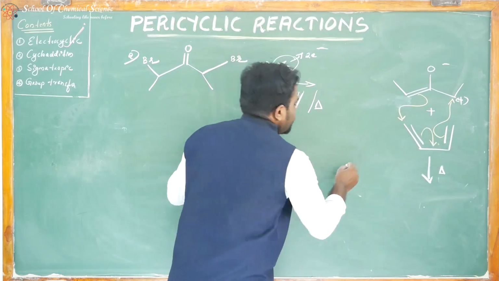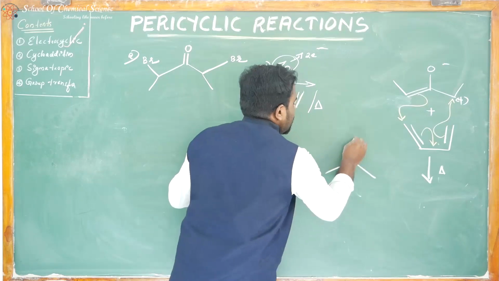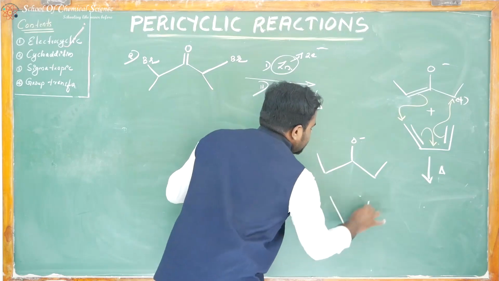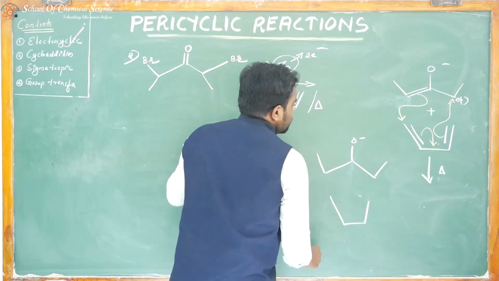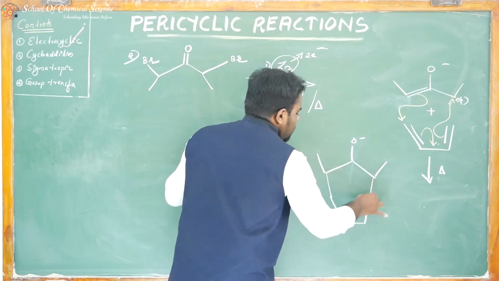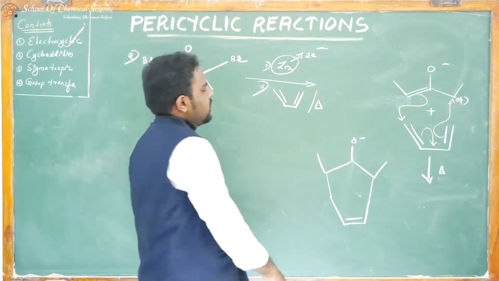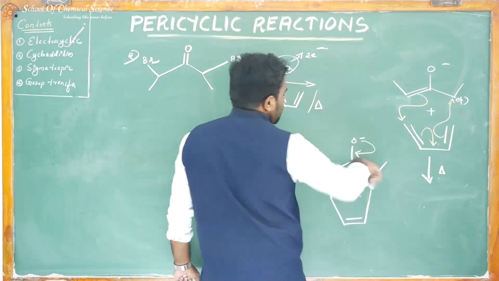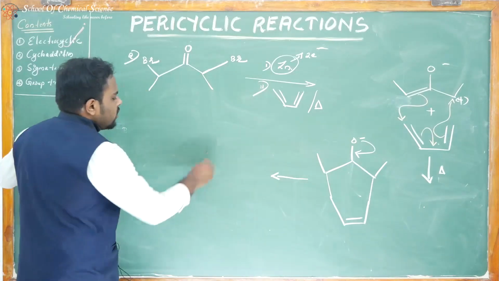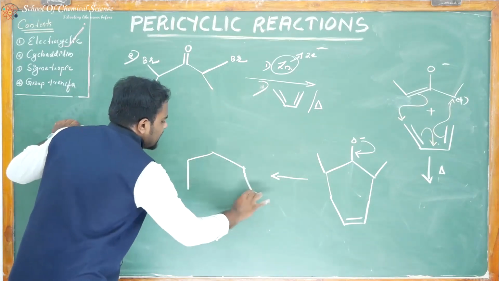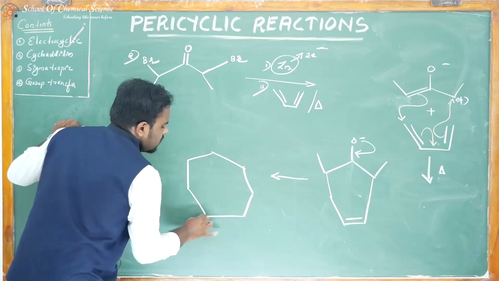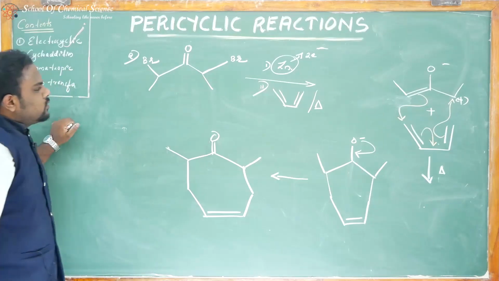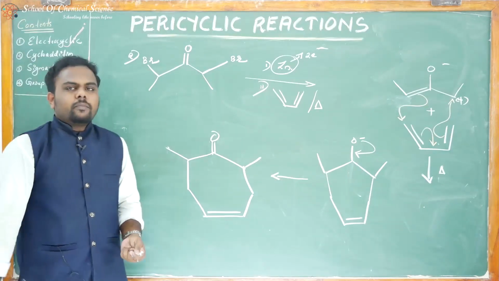So in the next step, O minus. Here a new sigma bond is formed, here also a new sigma bond, here a pi bond. In the next step, this O minus is converted to C double bond O. So a 7-membered ring. Here a pi bond, double bond O, 2 substituents. So that will be your final product.